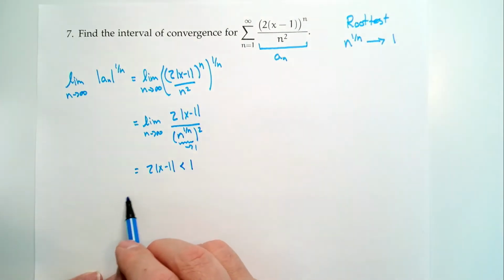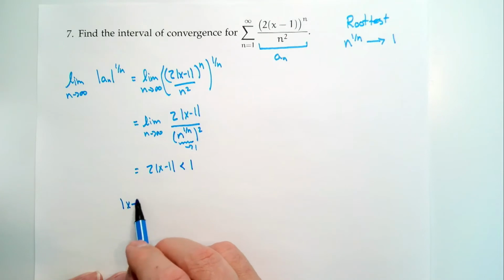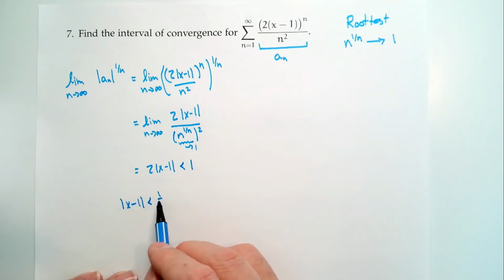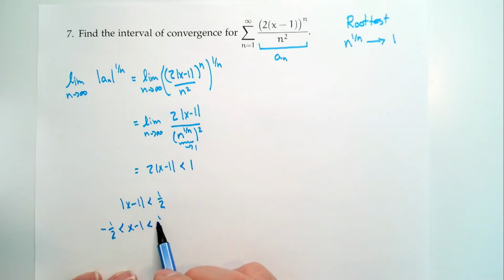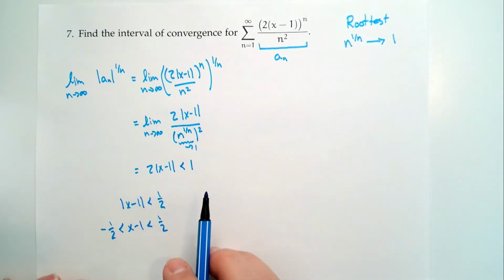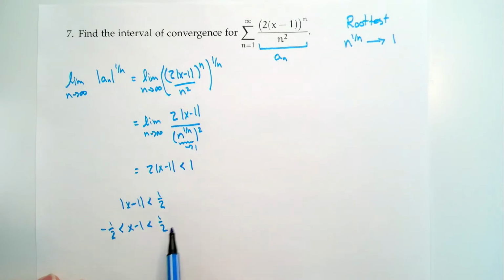So let's clean that up. We get absolute value of x minus 1 less than a half. And then we can say, all right, well, that says minus a half is less than x minus 1 is less than positive a half. Now add 1 to the 3 different sides, and we'll get that negative half plus 1, which is 1 half, is less than x is less than 3 halves.